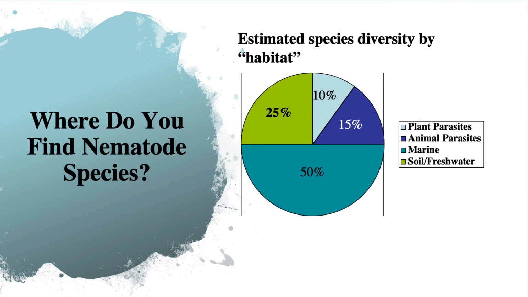So where do you find nematode species in nature? The greatest estimated species diversity of nematodes is marine, in the sediments. This is followed by terrestrial soil and freshwater nematodes, which we estimate make up about 25% of all nematode species. And parasites, both of plants and animals, make up an estimated 25% of nematodes as well.